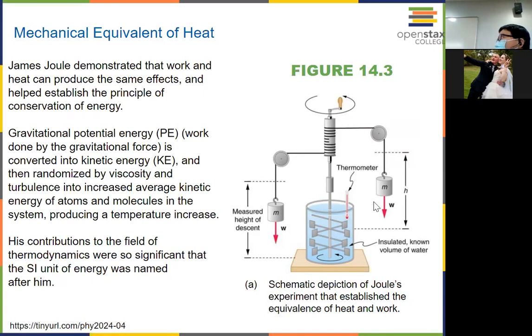In his setup, you have two known weights, where you know the masses, connected to a string at the two ends. The string is wrapped on this cylinder. If you let go of the two weights, the potential energy will be converted into kinetic energy. That makes this rod move, which stirs the water inside. The water here is insulated, so you can monitor its temperature change.